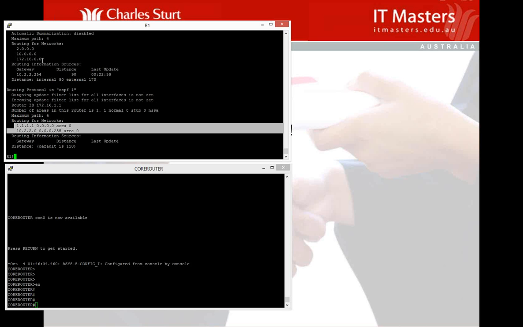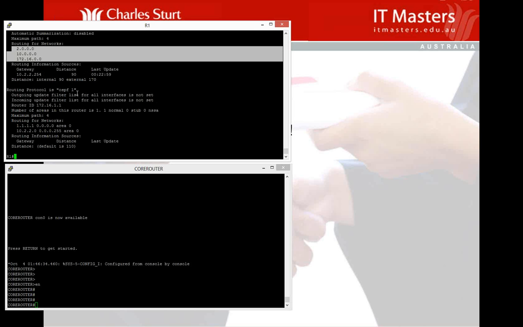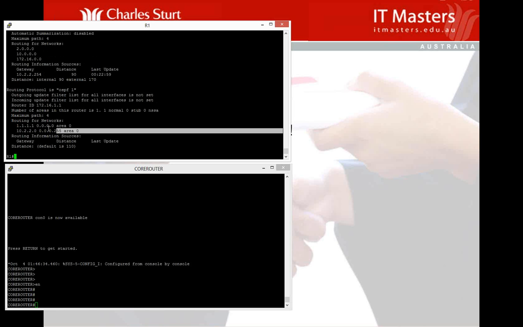If we look up at EIGRP here, it goes with these numbers here. This one uses a full network. It supports VLSM automatically by default, does not summarize, so it's going to go with a full subnet mask. It's going to assume a full subnet mask straight away. Okay, doesn't auto summarize.